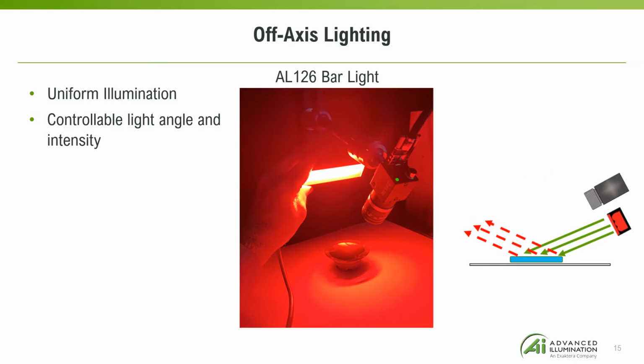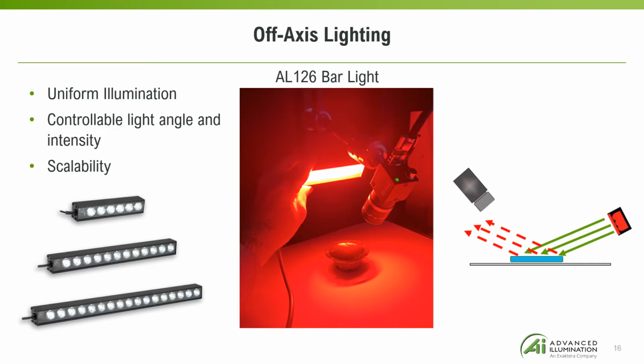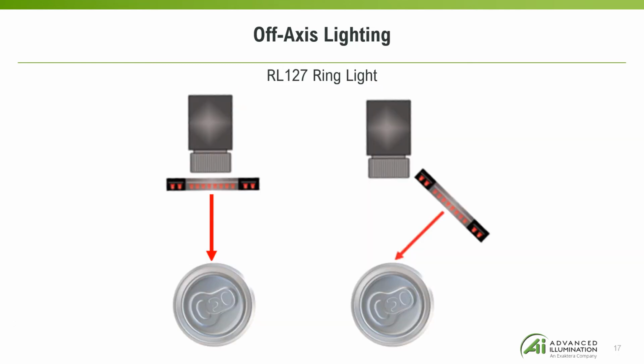For example, you can angle the light to emphasize surface texture. They can be scaled to many different sizes, making them adaptable to different inspection areas. This flexibility allows for a customized lighting setup that caters to your specific needs. This is an example of how switching from on-axis to off-axis with the same light changes the image result.